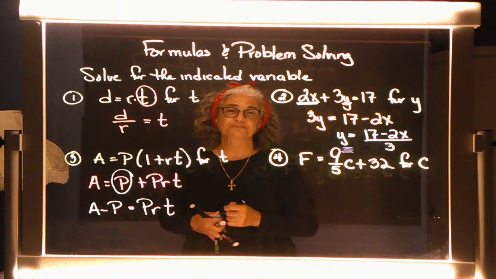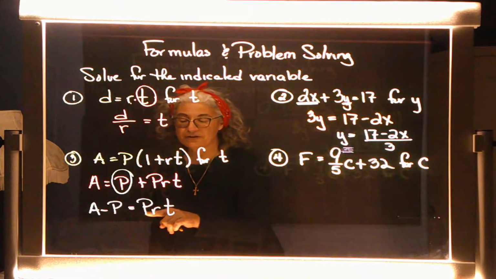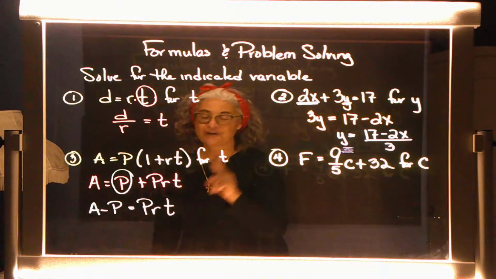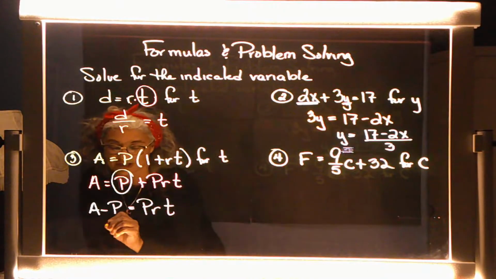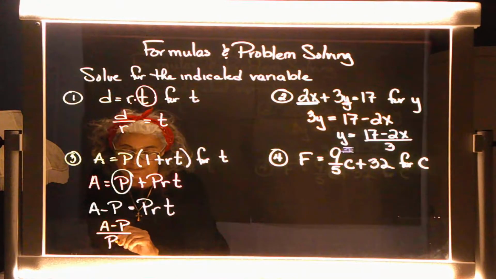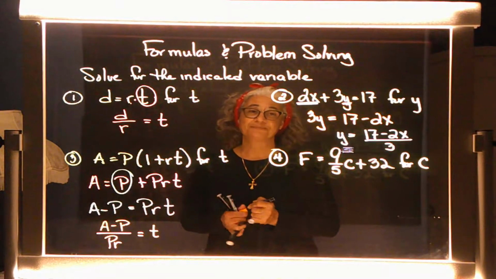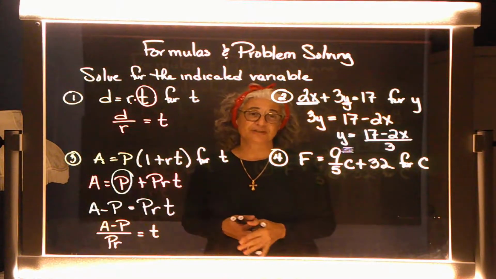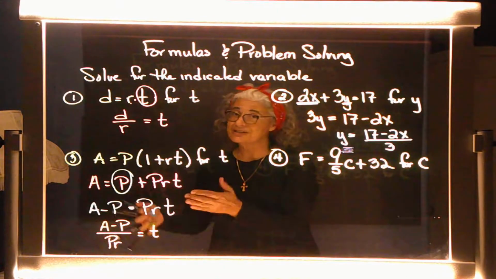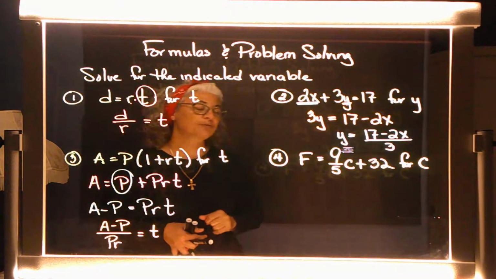Yes? And then finally, good, I still need t by itself, so you got to get rid of this pr, don't you? By, excellent, dividing since it's attached by multiplication. So over here on the left I have a minus p, and the whole thing is being divided by pr, and it equals that variable t. Did I get the variable t by itself? I sure did. So as funny as that looks, that's my final answer. Good? Okay, let's look at problem number 4.